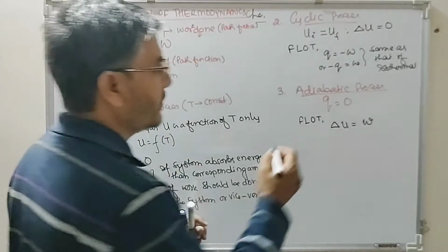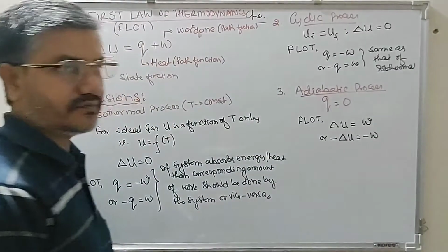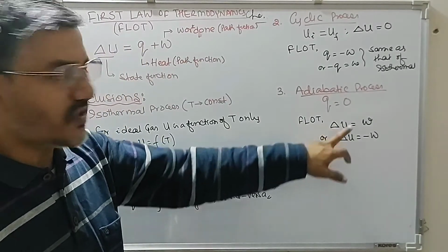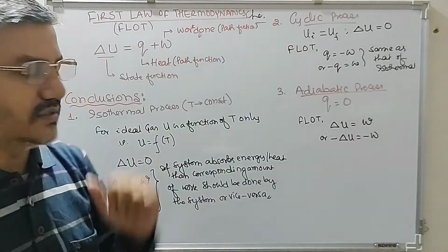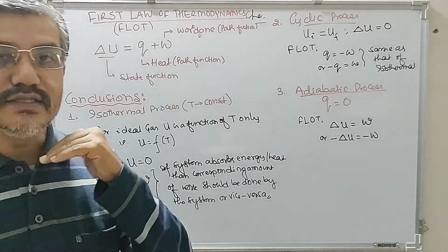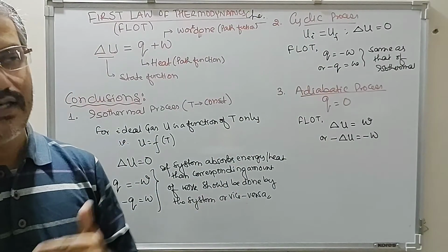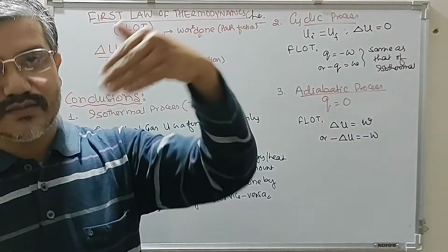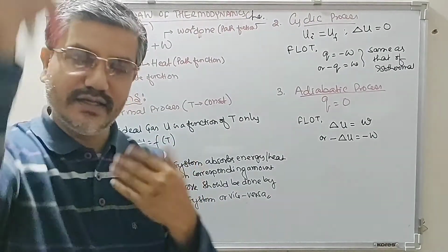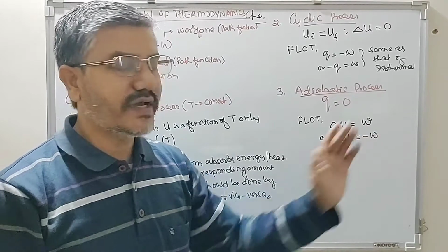Or we can say minus delta U is equal to minus work done. So look at the first: delta U is positive, means there is an increase in internal energy. Work done is positive, that means if work is done on the system, then there is a corresponding increase in internal energy. If the surrounding is doing work on the system, then there is a corresponding increase in internal energy. Or look at the second, minus delta U is equal to minus work done.